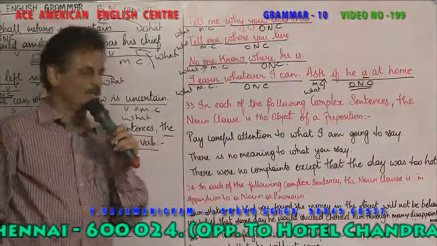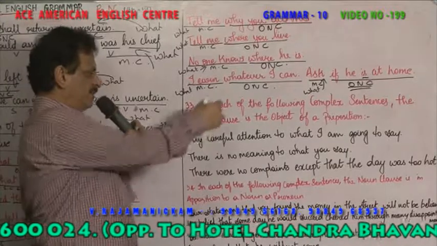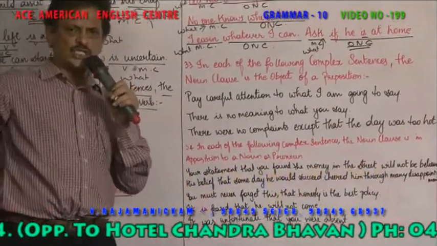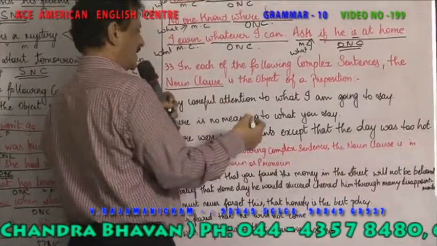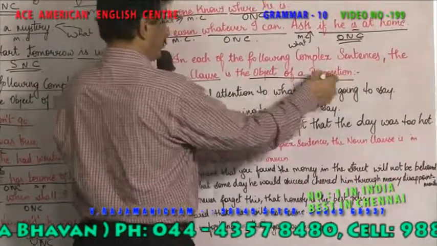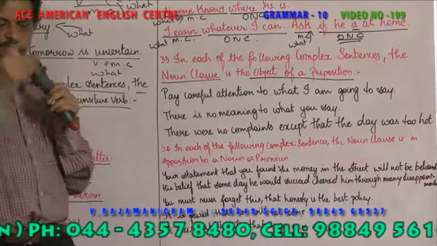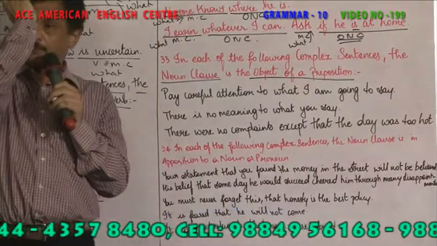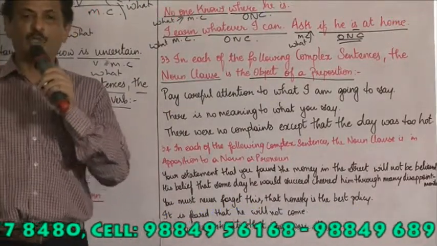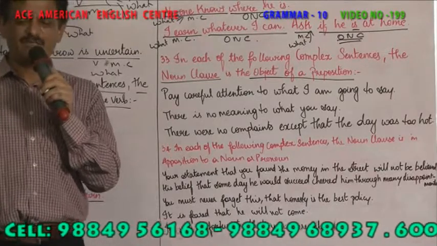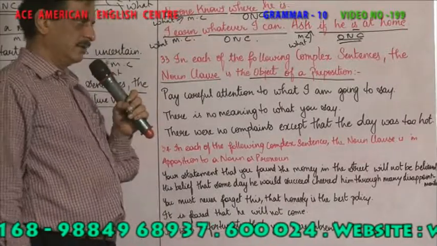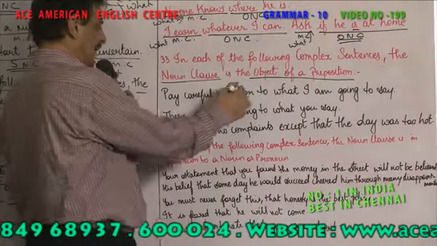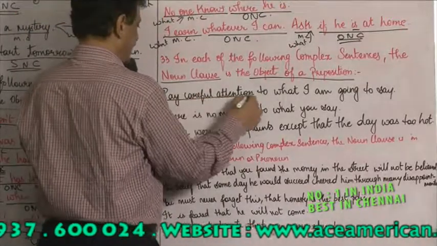Able to understand? Now coming here, in each of the following complex sentences, the noun clause is the object of a preposition. The noun clause, you ask what, and it is the object of a preposition. The object sentence should come after a preposition. What are the prepositions? To, in, at, on, between, amongst. It has to come after the preposition, the object sentence.